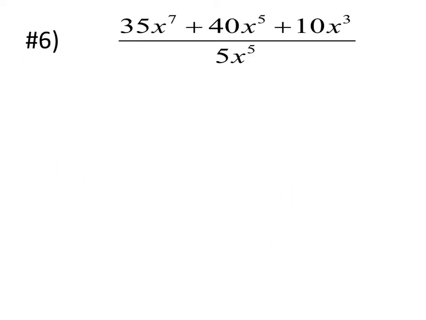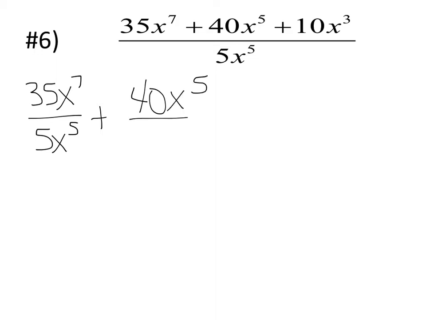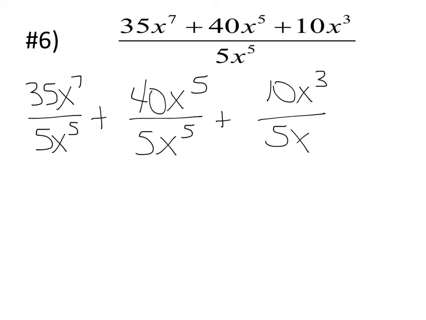Okay? All right, another one where we're dividing by a monomial, so we're just going to split up the denominator. So we've got 35x to the 7th plus 40x, oh, just kidding. Need a denominator there. Over 5x to the 5th plus 40x to the 5th over 5x to the 5th plus 10x cubed over 5x to the 5th.